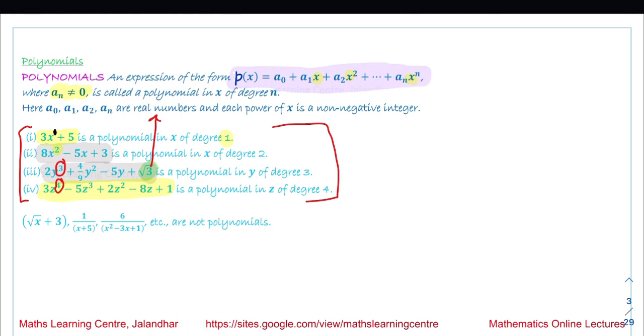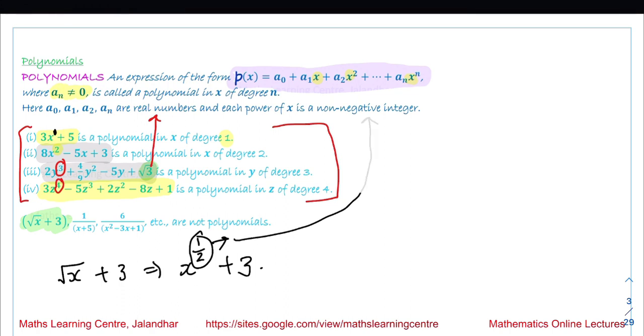Next, we are talking about this expression, √x + 3. It means x raised to the power 1/2 plus 3. The power of x, that is the degree n, should be a non-negative integer, but over here it is not a non-negative integer, so this is not a polynomial.